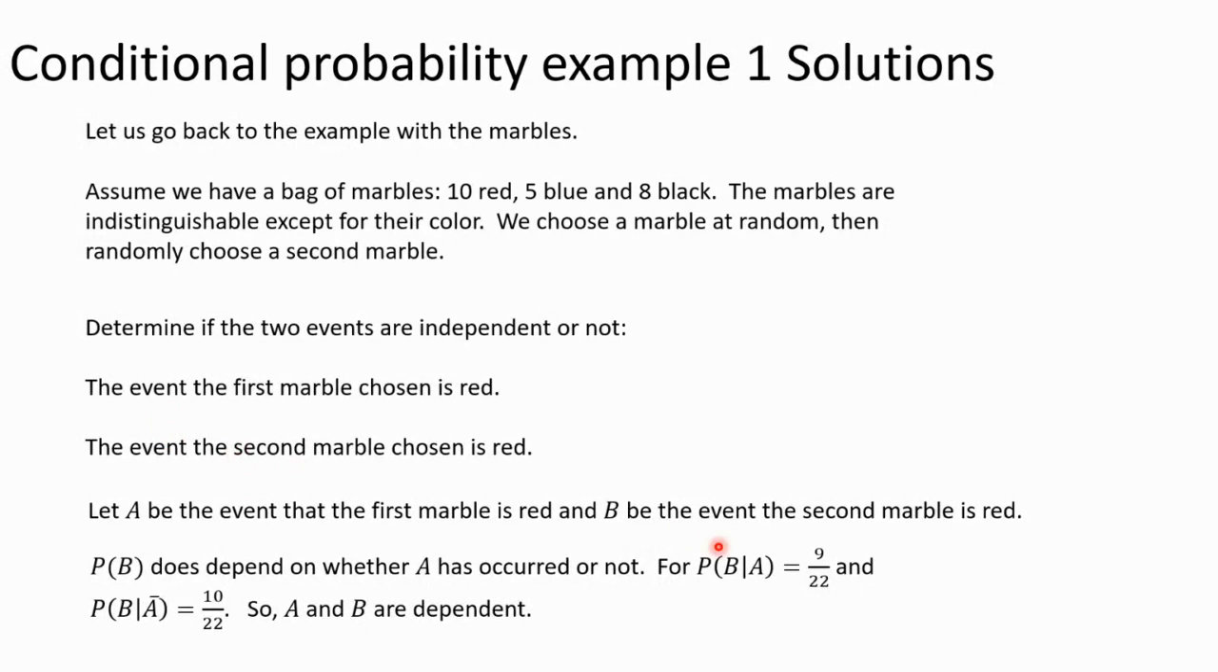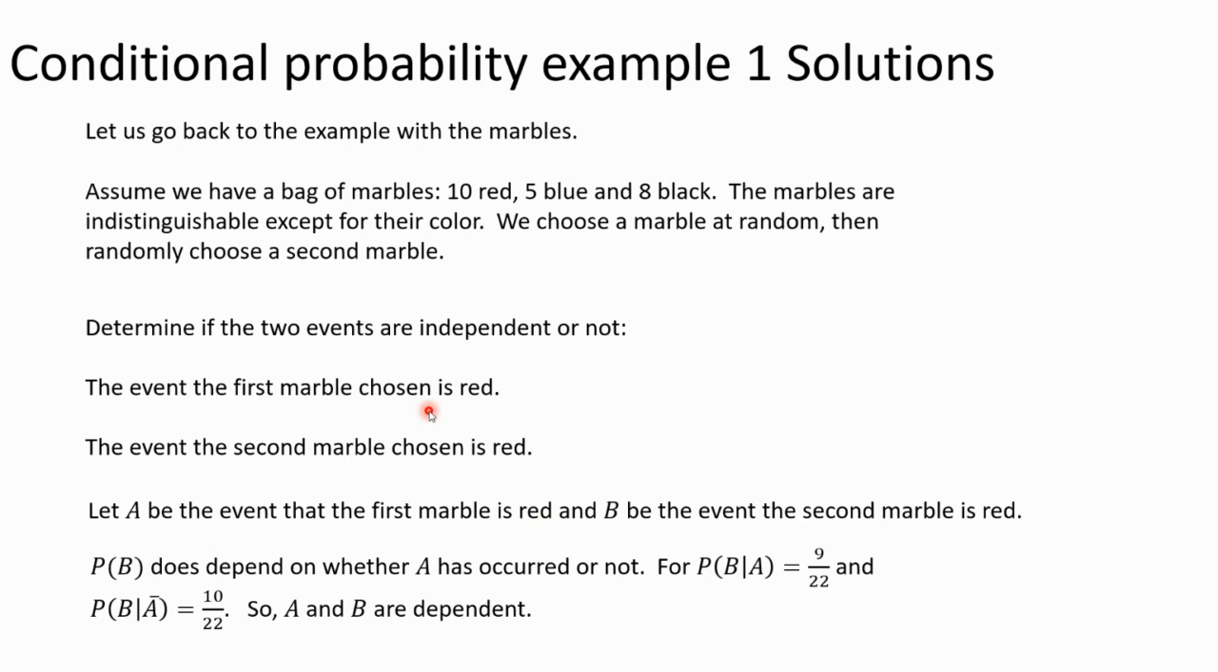So again, we're going to let A now be the event that the first marble is red. Let B be the event the second marble is red. And again, we already know that the probability of B does not change if A occurs or not. In other words, if you did the probability of B given A, we showed last time that this probability is 9 over 22.